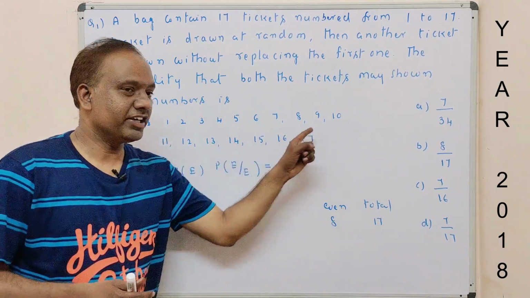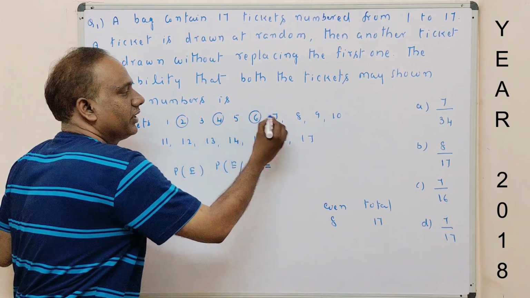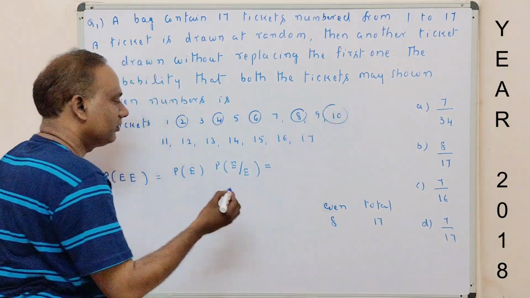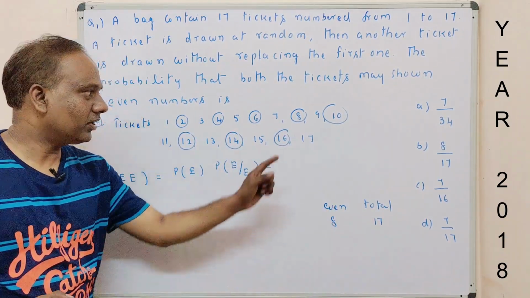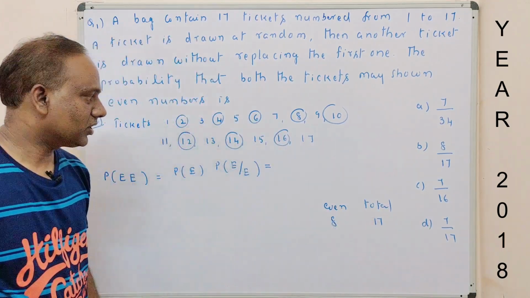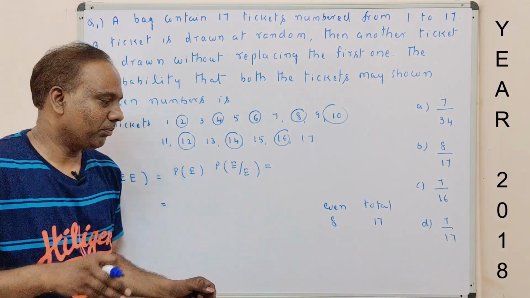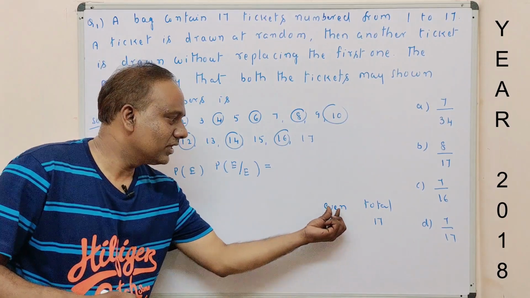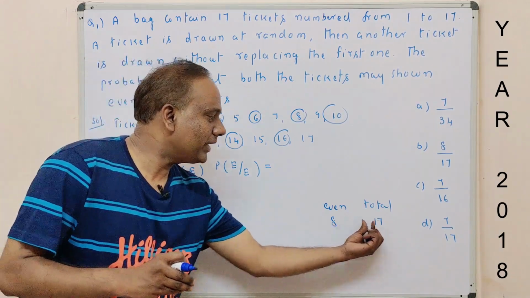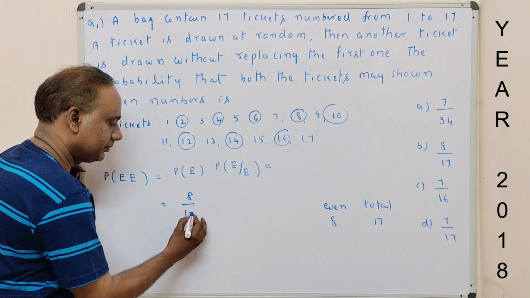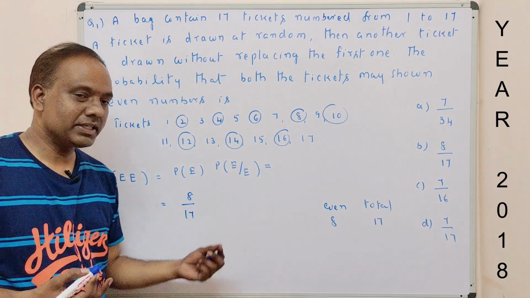So total 17 tickets. Here even number tickets means 2, 4, 6, 8, 10, 12, 14, 16, so 8 even tickets. Total tickets are 17. First of all, the probability of getting an even number ticket: the even number tickets are 8 and total tickets are 17. The probability is 8 by 17. So here E means both are even number tickets, meaning 8 by 17.